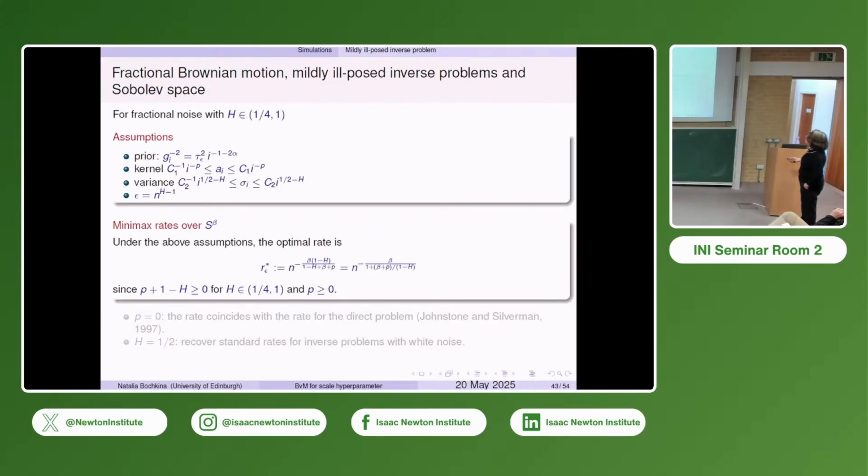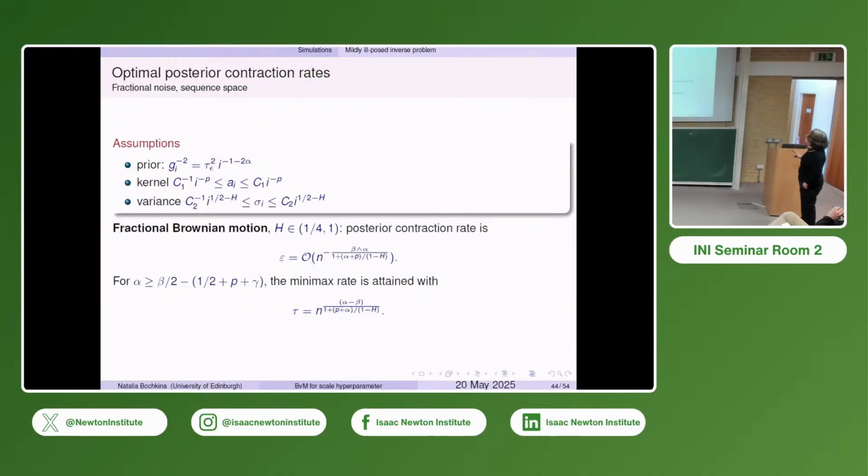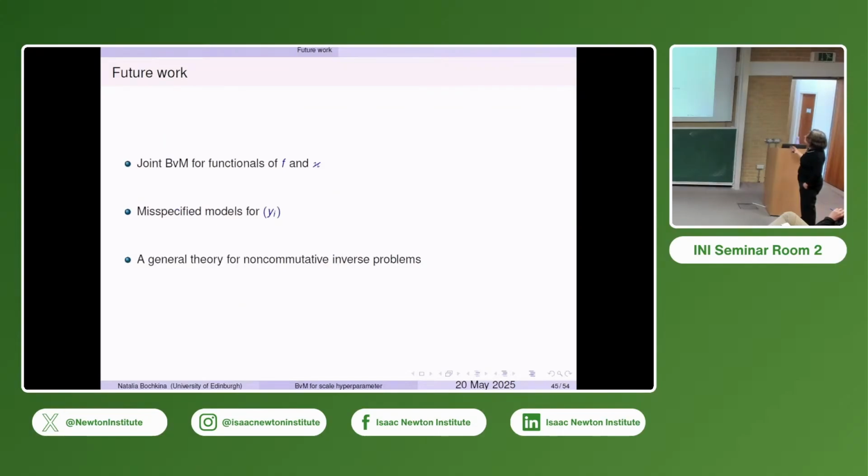I was just going to give you examples, but effectively, we derived the minimax rate for the fractional Brownian motion, which if you plug in p equals 0, you recover the direct rate. If you plug in h equals a half, you get the standard rate for the white noise problem, and we get the optimal contraction rate. There is a little bit of dependence on p and gamma here. We get the minimax rate and the posterior concentration as well for the empirical Bayes approach that I've presented, right?